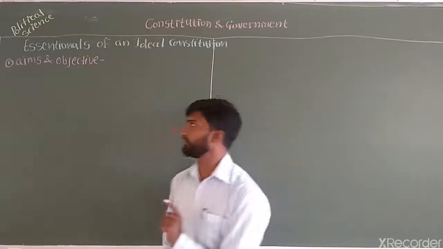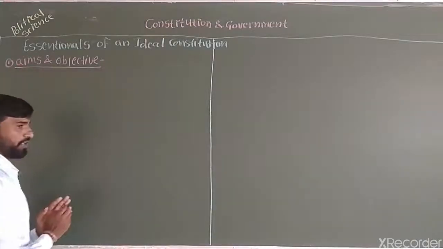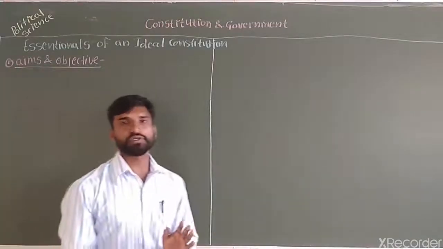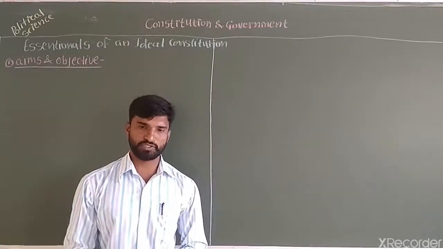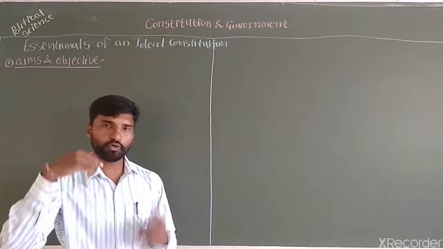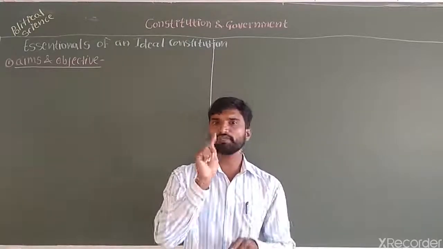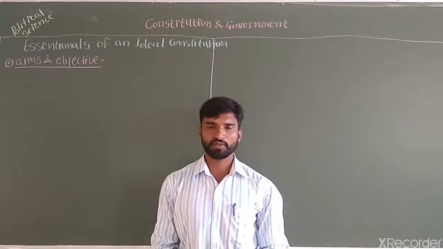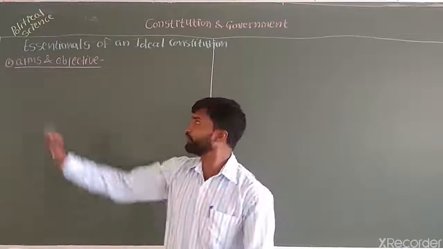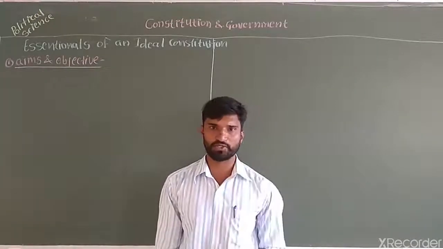So the first point is aims and objectives. Every constitution should make clear what its aims and objectives are, what things are going to be adopted in that constitution. When you look at the first page of the constitution, that is called the preamble. The preamble may give you in detail the aims and objectives of that constitution.